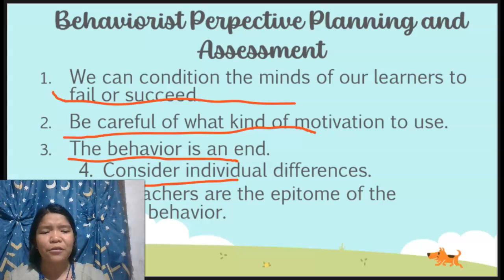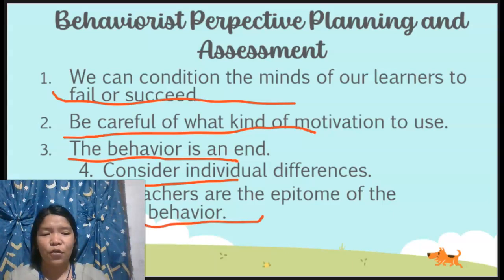So, number 4, consider individual differences. In Bronfenbrenner's socio-ecological theory, it states that every child is different because they came from different backgrounds, which defines who they are. There are children who may prefer disciplinarian teaching, while there may be some who prefer authoritarian, or vice versa. So, the point is, we must consider their individual differences.